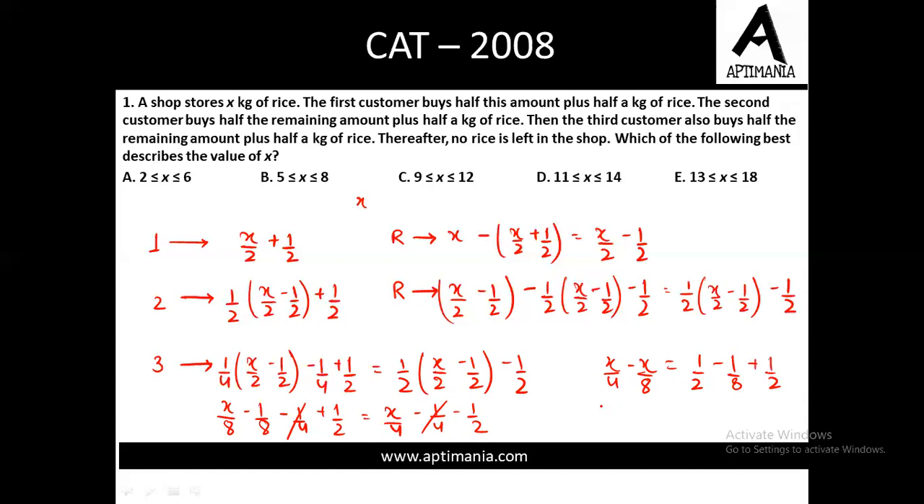So we'll have X by 8 equals, I'll take the LCM, this will be 1 minus 1 by 8, it's 7 by 8. On cancellation, 8 and 8 will get cancelled out, X equal to 7. So the total quantity available is 7 kg. So according to the options, the best value describing the value of X is option B, because 7 lies within the range of 5 to 8. So option B is the correct answer for question number 1.